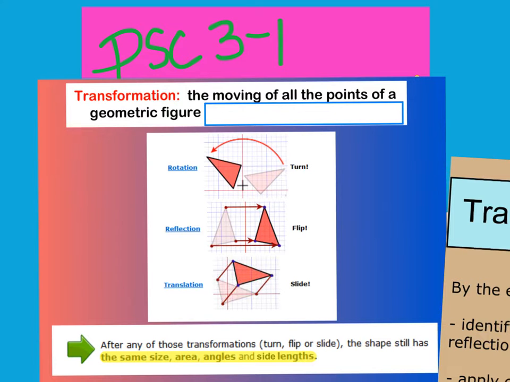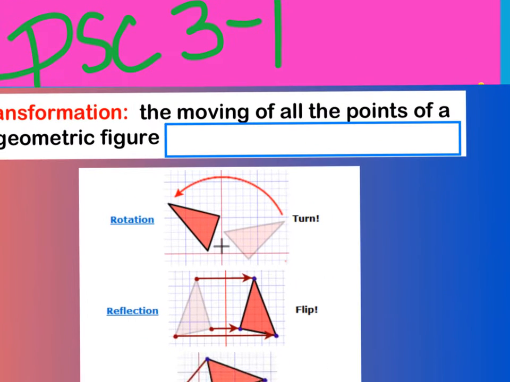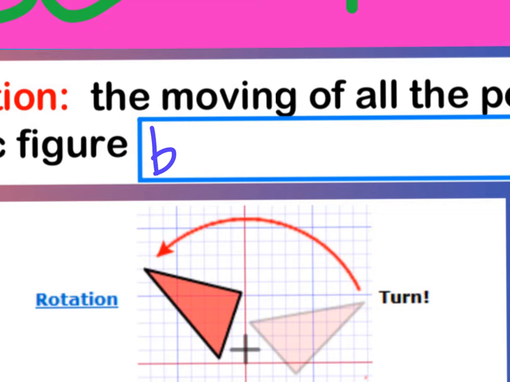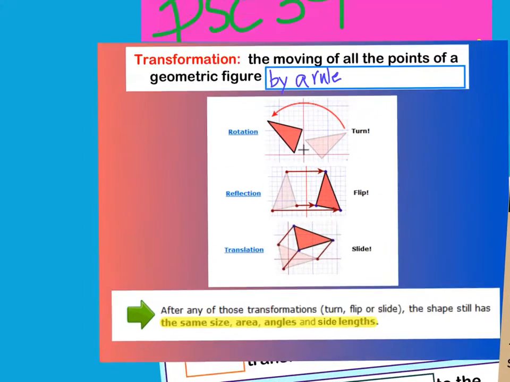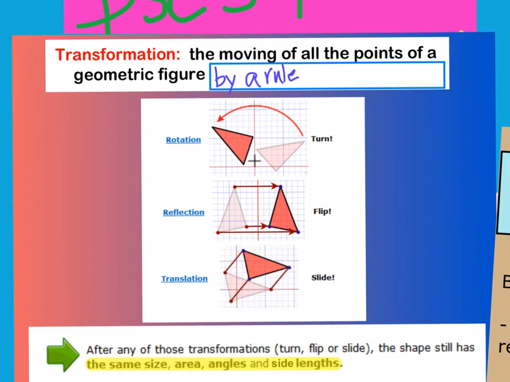It's the moving of all points in a geometric figure according to a certain rule, and the same rule is applied to all the points in that geometric figure. Here are some very popular transformations. Rotation. You move this point a certain number of degrees here, this point a certain number of degrees there, this point the same number of degrees there.